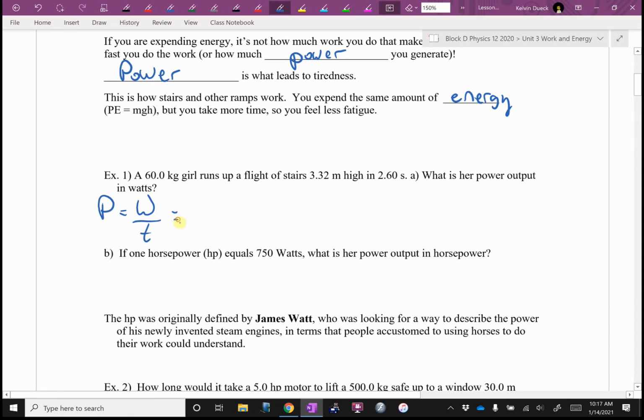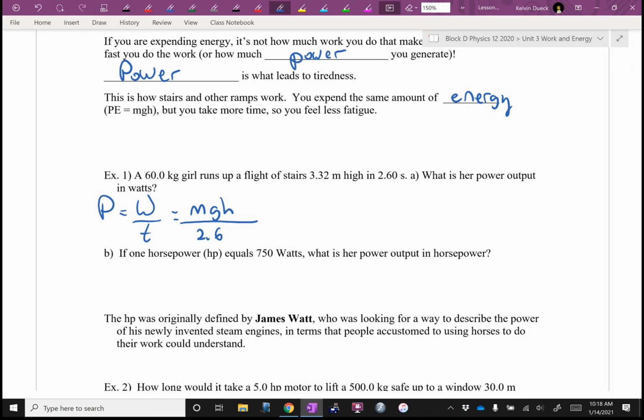And I'm pretty sure the time is 2.6 seconds. That's kind of obvious. What about her work? Anytime you're climbing or lifting or anything against gravity, that's going to be mgh. It's the change in potential energy. And she started on the ground, so what's our initial potential energy? Our initial height is 0, so our initial potential energy is 0.